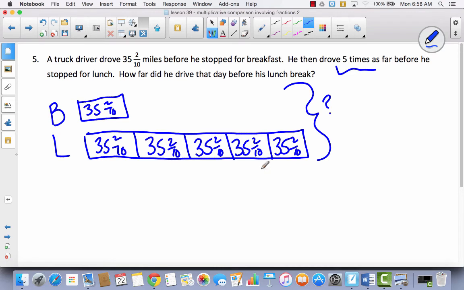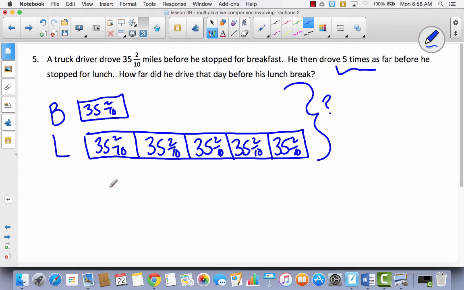How much altogether? So I want you to choose a strategy. I want you to pause the video, and I want you to solve this. If you get stuck, press play, but I think you can do this by yourself. There's more than one way to solve this problem. Okay, so hopefully you tried to solve this by yourself.